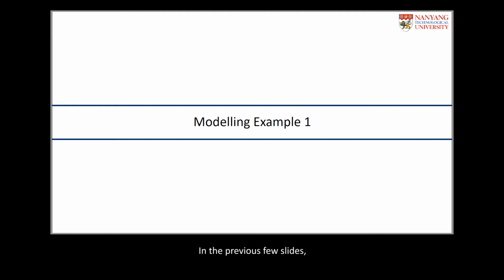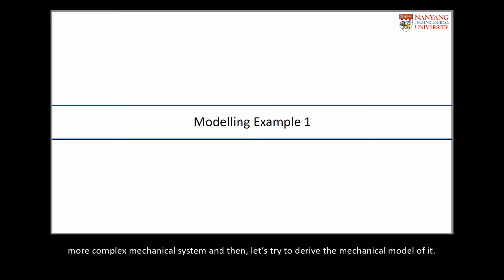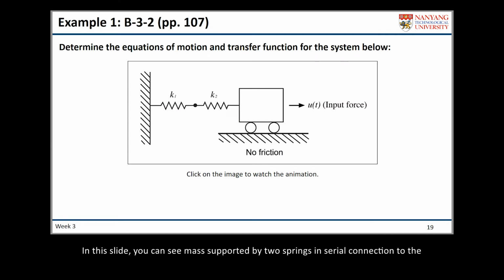In the previous few slides, we have gone through some simple examples. Now I have a few examples on a more complex mechanical system, and then let's try to derive the mechanical model of it. In this slide, you can see a mass supported by two springs in serial connection to the ground. And then the mass here is excited by an input force u(t).